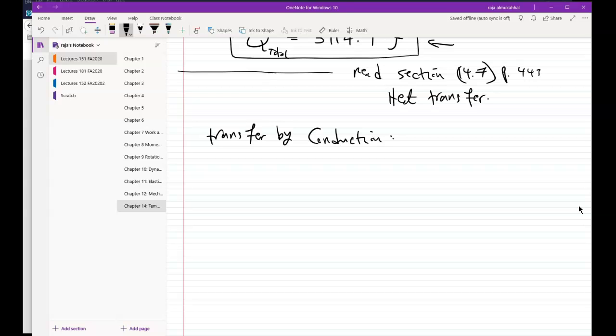Basically it says the following. Let's suppose I have a wall. Okay, here is the wall, and it has a certain thickness. I'm trying to draw it 3D as much as I can.